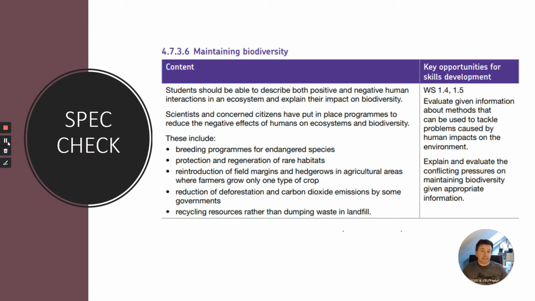Okay, so let's do a quick spec check. Looking at the specification, you can see that you've got to describe both positive and negative human interactions in an ecosystem and explain their impact. Now, we've talked a lot about negative human interactions. We're going to talk about the positive in this video. So there are different things that they want you to know about, and that's what I'm going to go through now.